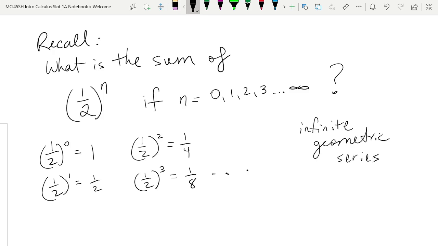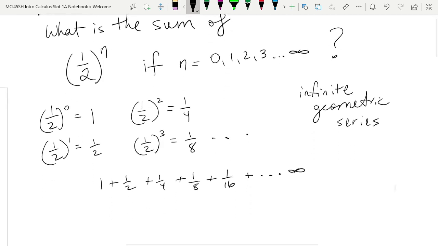If you're adding it up, you call it a series. Otherwise, you could just call it a sequence. But I did say I wanted to add it up. I would like to add up 1 plus 1/2 plus 1/4 plus 1/8 plus 1/16 to infinity. And you might think, well, if you're adding infinite things, aren't you going to get infinity? And the answer to that is no.